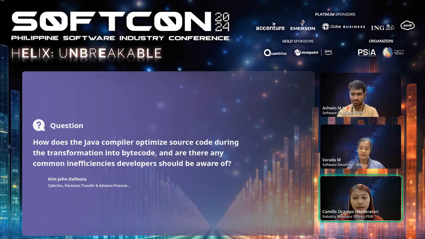All right, thank you, Ashwin. So the next question is from Kim John. The question is, how does the Java compiler optimize source code during transformation?